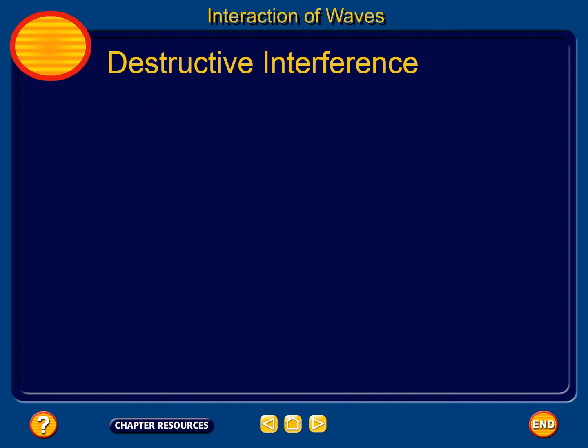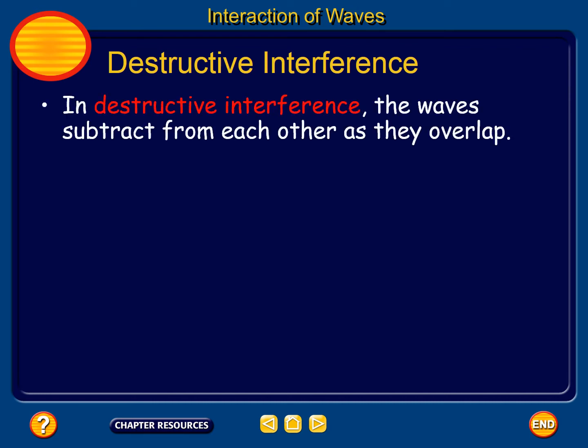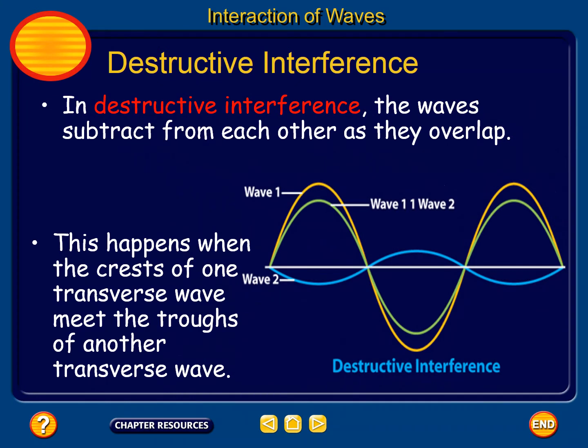The second type of interference is called destructive interference. In destructive interference, the waves subtract from each other as they overlap. Destructive interference can occur when the crest of one wave overlaps the trough of another wave. If the crest has a larger amplitude than the trough of the other wave, the crest wins, and part of it remains. If the original trough had a larger amplitude than the crest of the other wave, the result is a trough. If a crest and a trough have equal amplitudes, they will completely cancel.